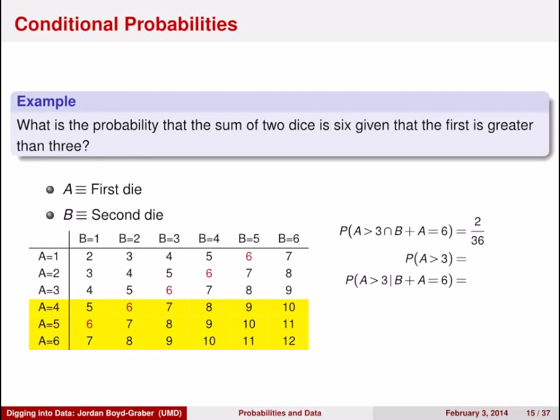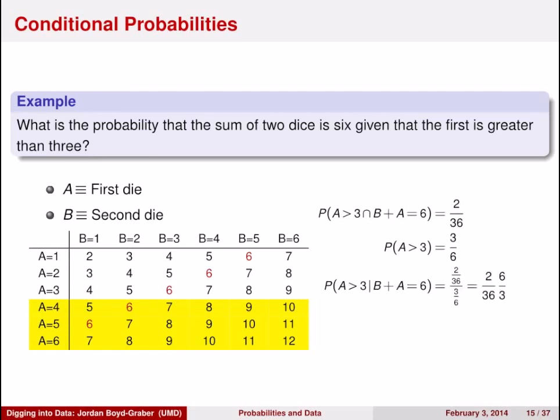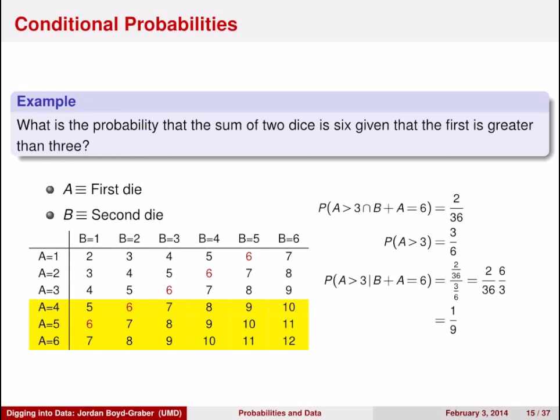Now how about the probability of A being greater than 3? Well, there are 18 over 36 outcomes where that's true, or if you just think about a single die, half of the outcomes have A greater than 3. So we can plug these values into the formula for conditional probability. We have 2 over 36 divided by 3 over 6. And when we simplify this fraction, this gives us 1/9.